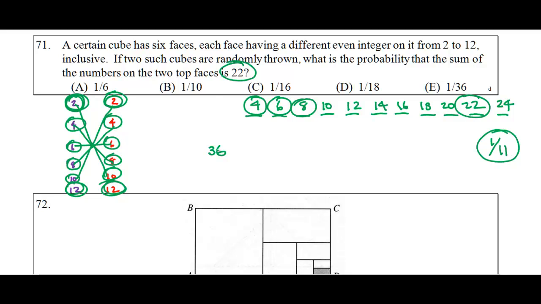And of those 36 rolls, how many make 22? 2. A purple 10 and a red 12, or a purple 12 and a red 10. Those are 2 different rolls, 2 different combinations of dice. 2 out of 36, 1 out of 18, choice D.